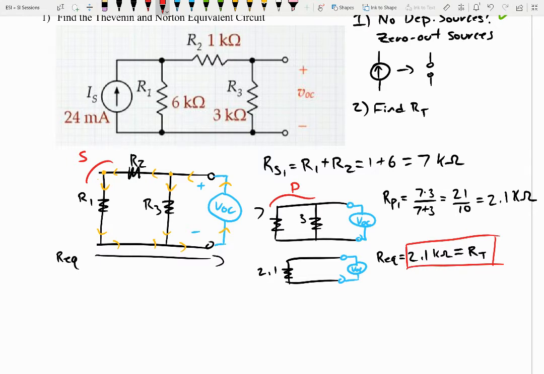So to do that, we need to now return to the OG circuit and find VThev or I Norton. Okay. And looking at the circuit, there's a couple things we have going on here.